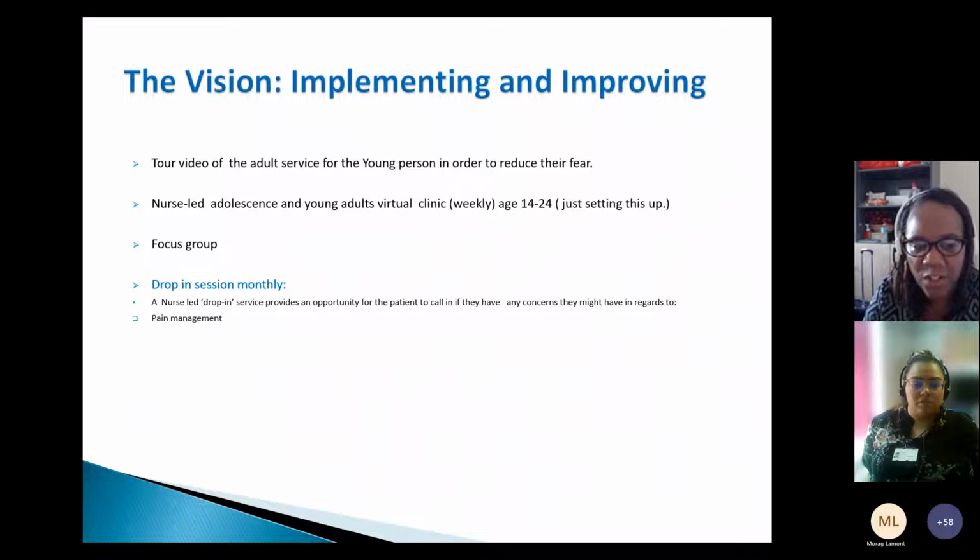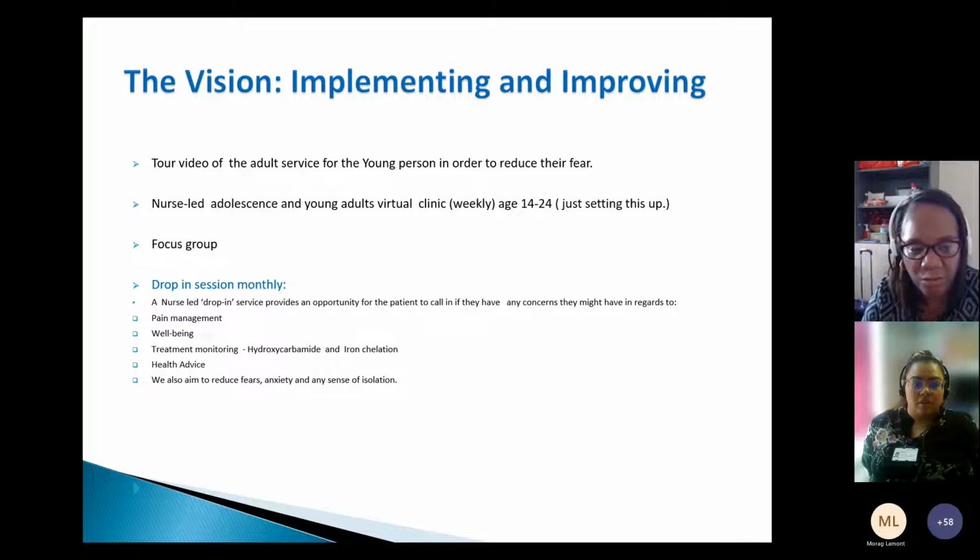So again, it's talking about a drop-in session, maybe on a monthly basis, and that will give the patient or the young person the opportunity, if they need to call in and they've got any concern or any worries, to talk about them.